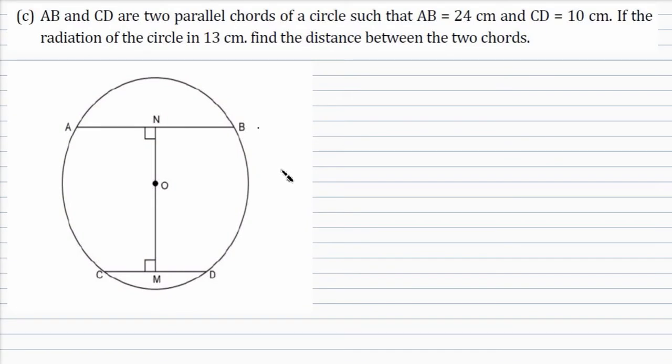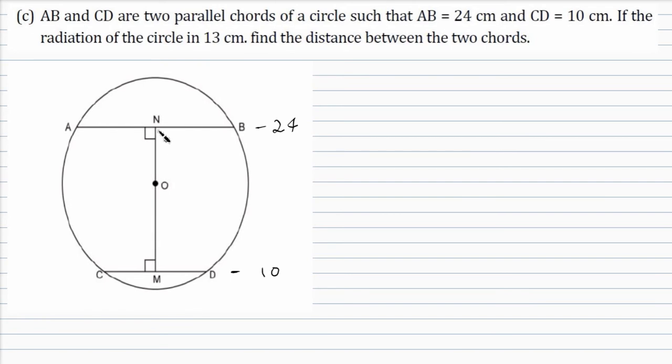Hi, now let's look at problem 1c. In this diagram, AB is a chord and CD is a chord. These are parallel to each other, and the length of chord AB is 24 centimeter and the length of CD is 10 centimeter. The radius of the circle is 13 centimeter and we need to find the distance between the two chords. The distance between the two chords is nothing but the line NM, since angle M is 90 and N is also 90 degree. So NM would be the distance between the two chords AB and CD.